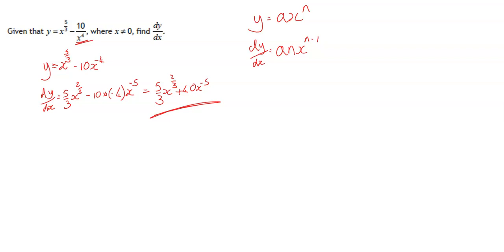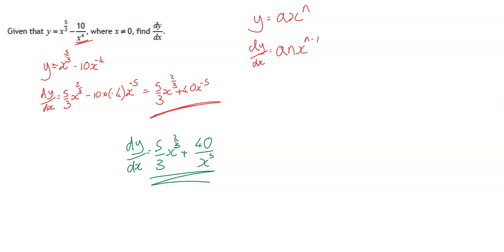However, sometimes it might say, give your answer with positive indices. If it were to do that, I'd have to manipulate it, and I could rewrite it as dy by dx equals 5/3 x to the 2/3 plus 40 over x to the power of 5. If it asked me to do that and put that condition on it, I'd have to make sure I did that. If not, I could just leave it in the previous format that it was written in.